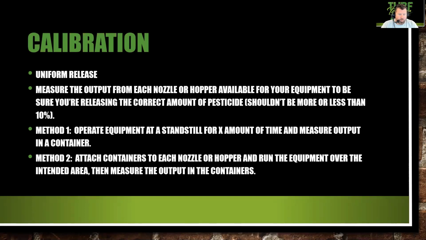So with uniform release, measure the output from each nozzle or hopper available for your equipment to be sure you are releasing the correct amount of pesticide. It shouldn't be more or less than 10%. Method 1, operate equipment at a standstill for X amount of time and then measure the output in a container. Method 2 is attach containers to each nozzle or hopper and then run the equipment over the intended area, then measure the output in the containers.